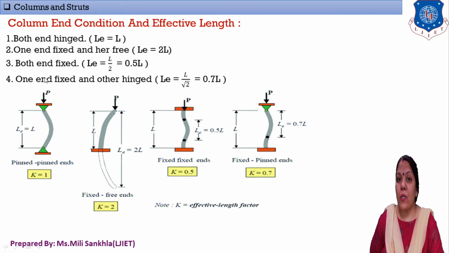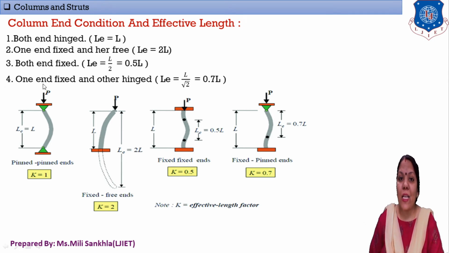Now the third condition, both ends fixed. Look at this figure. Here top and bottom ends are both fixed. In that condition, look at this, our deflection diagram is the dotted portion. And here our LE is equal to L by 2. That means the effective length is half of its actual length, that is 0.5 L.